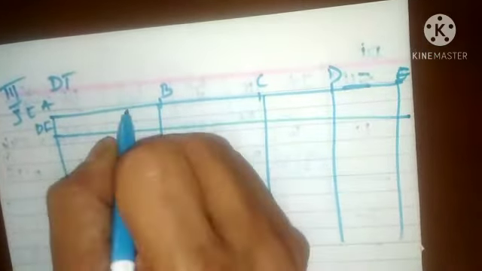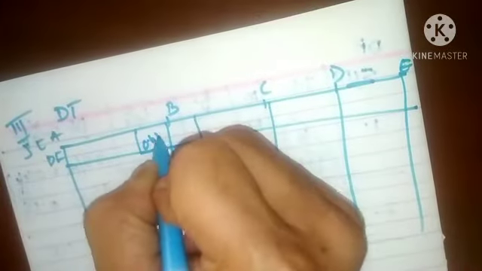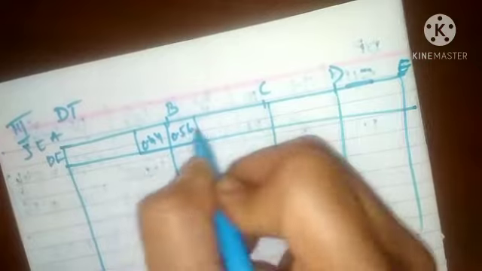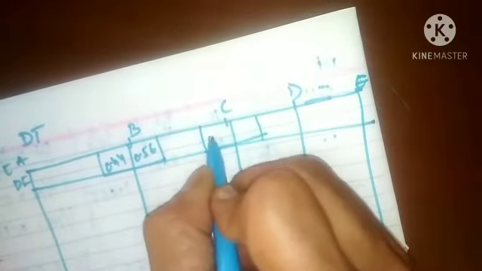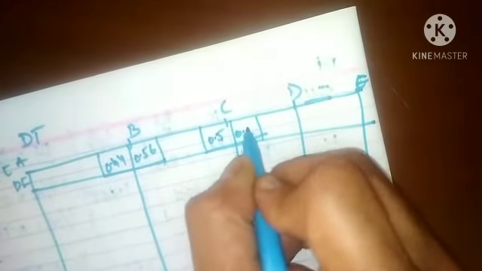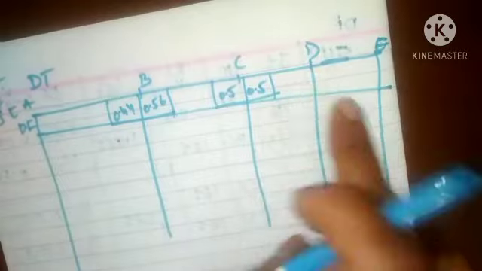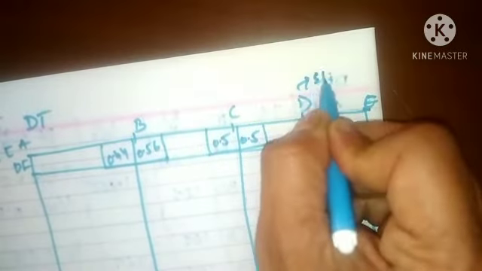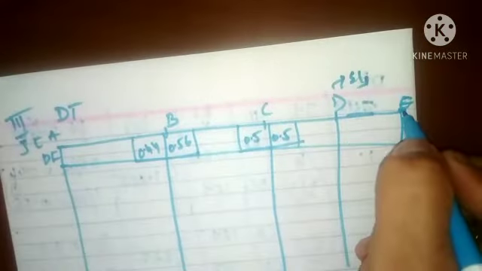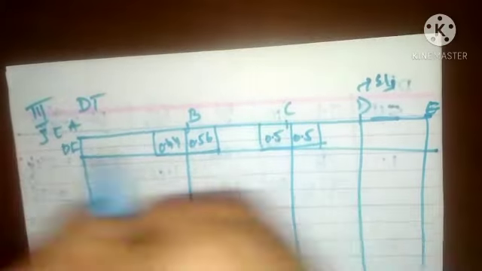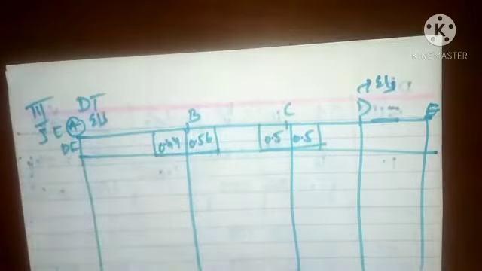B has a distribution factor here, which we have calculated. BA is 0.44, so write the value here as 0.44, and this is 0.56. CB distribution factor is 0.5. CD distribution factor is 0.5. Yes, 0.5 and 0.5. So D doesn't have any distribution factor because D was classified as an end support. And E is a point where there is no support. And A is also an end support.